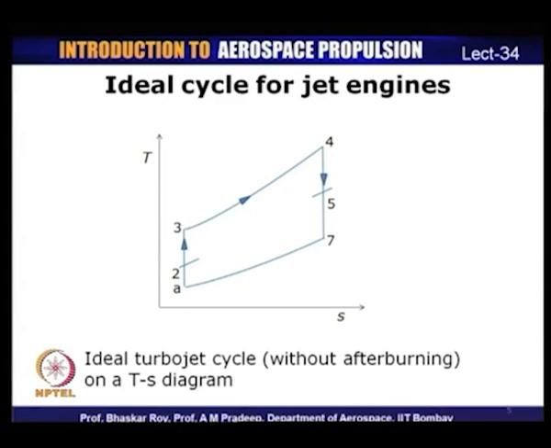So, this completes the entire Brayton cycle, starting from state A all the way through states 2, 3 and so on. So, first process is the isentropic compression in the intake, then we have an isentropic compression in the compressor, then there is a constant pressure heat addition. At the end of the heat addition process, that is the turbine entry, we first expand the combustion products through the turbine, followed by expansion through the nozzle.